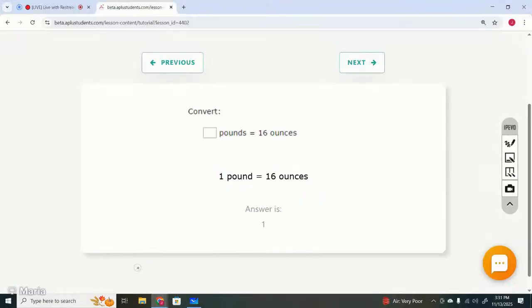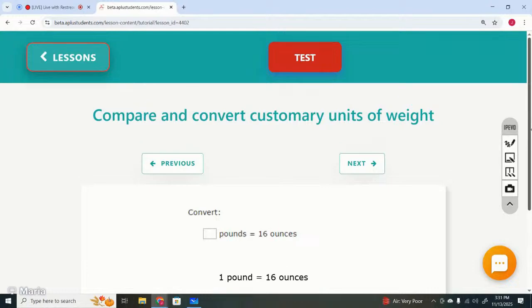That's why ounces is a smaller unit and pound is a bigger unit. So 16 ounces equal 1 pound. The correct option is 1. Let's start with the test questions.